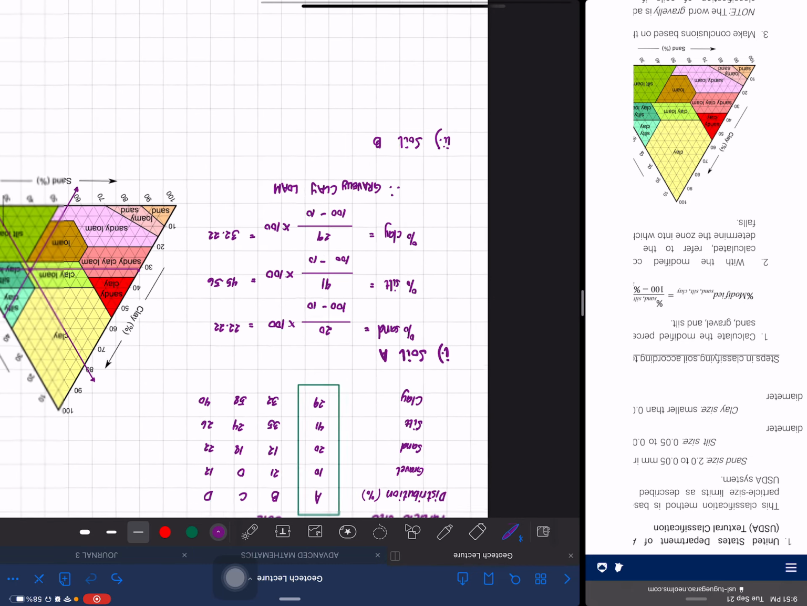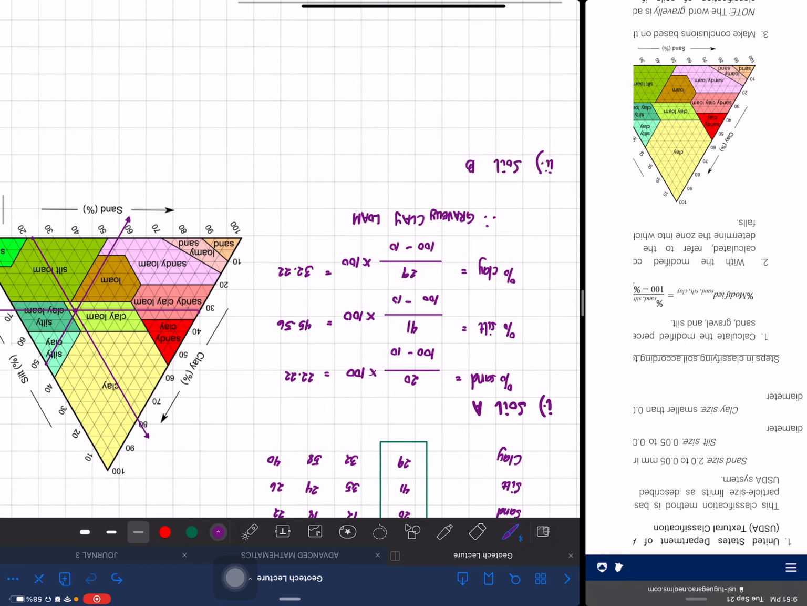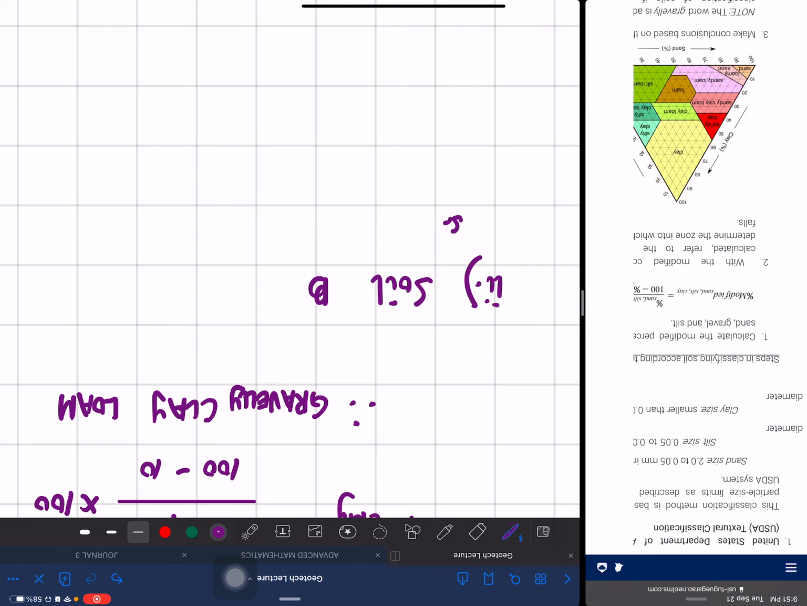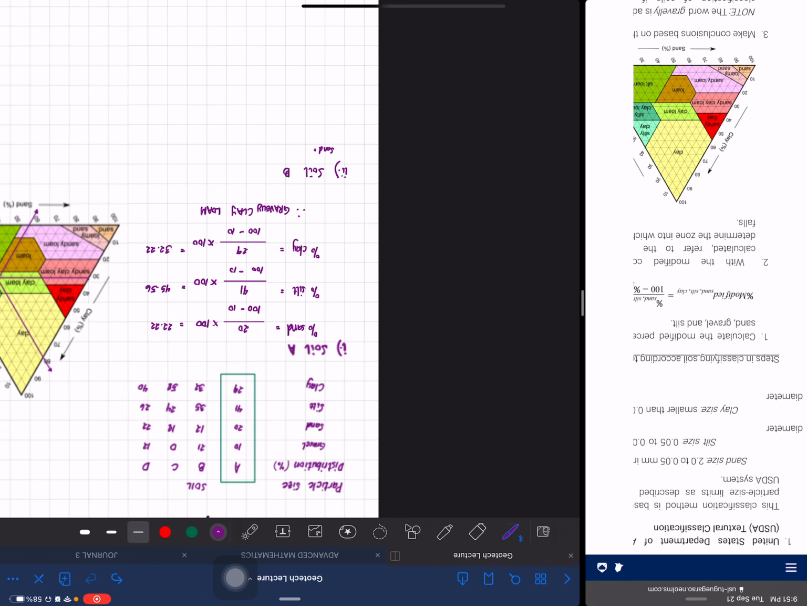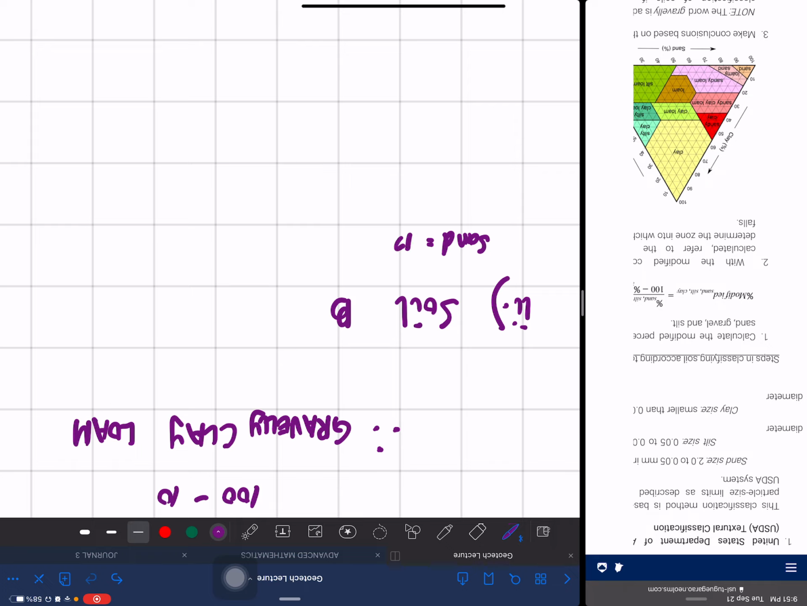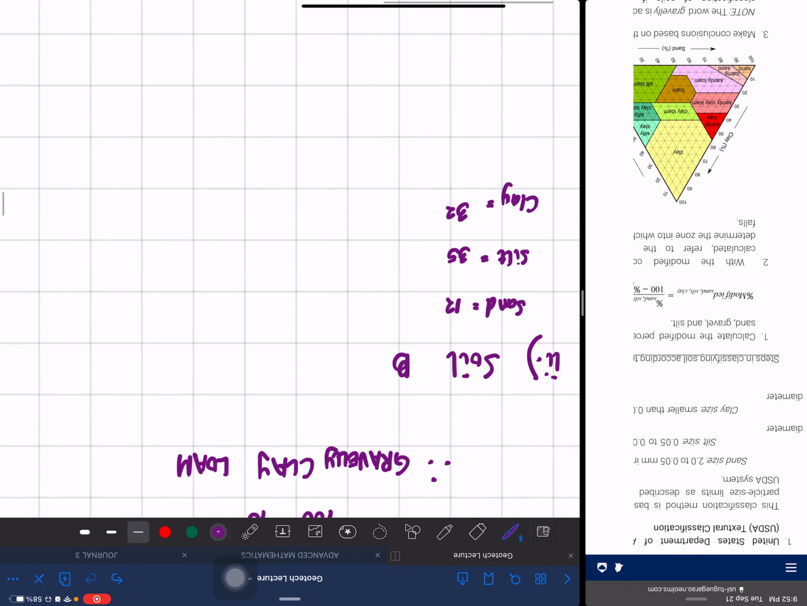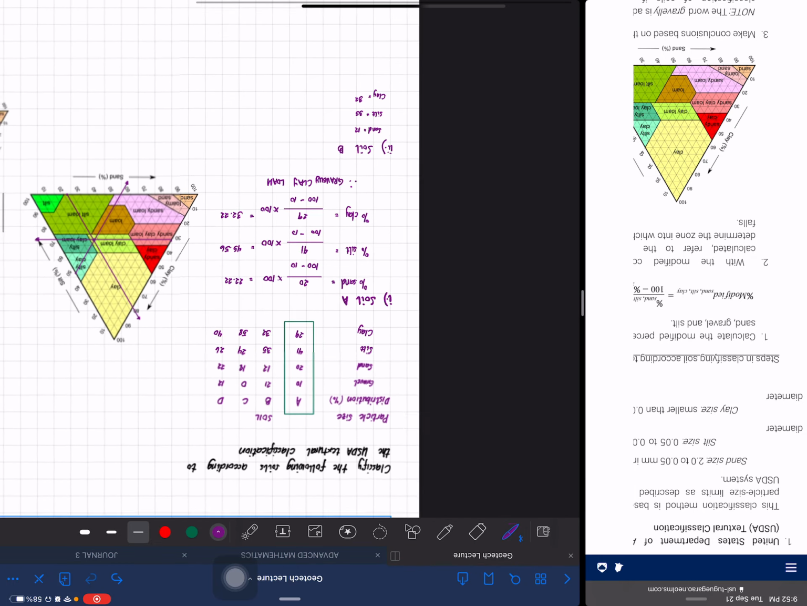Ayan. So, soil B tayo. So, we have 21, yung gravel component. Okay. So, we have sand, which is 12, silt 35, and clay 32. So, your sand is 12. Okay. And clay. Ayan. So, meron siyang gravel component na 21.